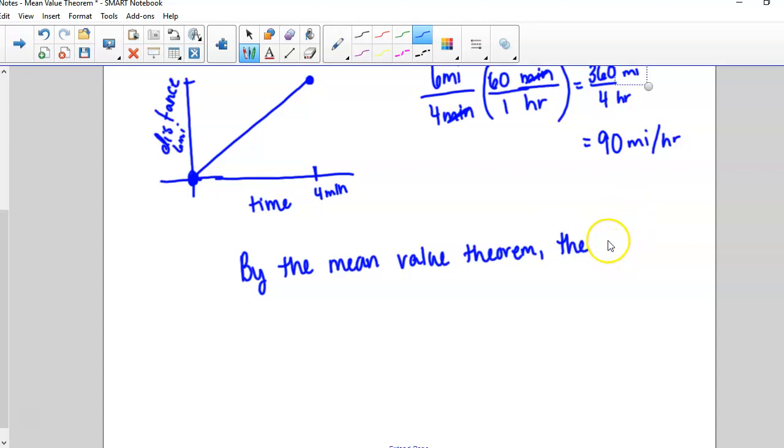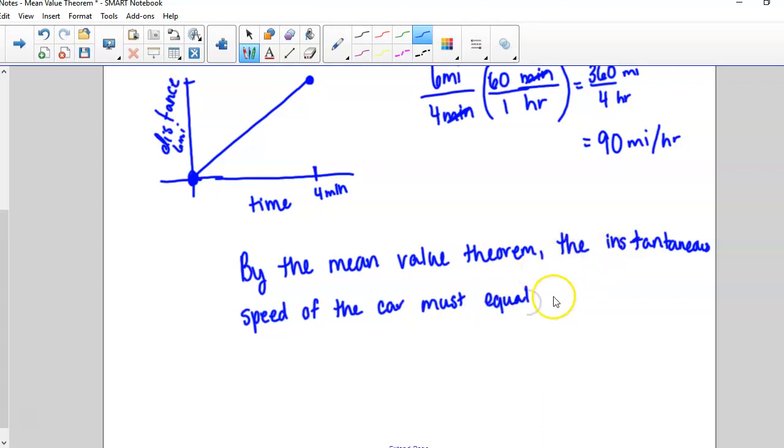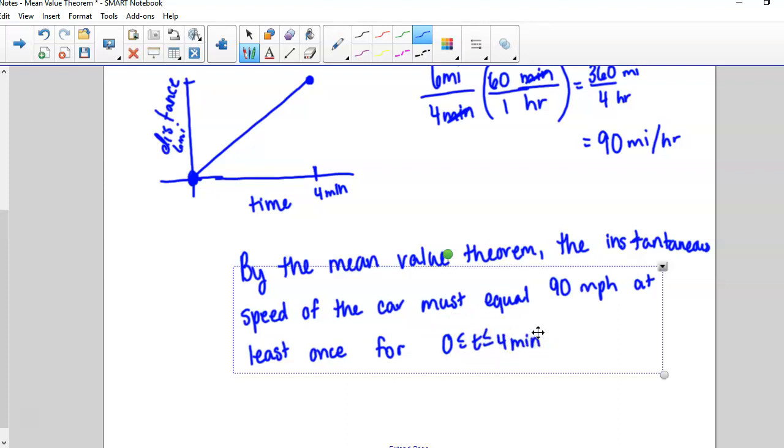the instantaneous speed of the car must equal 90 miles per hour at least once, for 0 less than or equal to t less than or equal to 4 minutes. So over that 4 minutes, he had to go 90 miles per hour at least once.